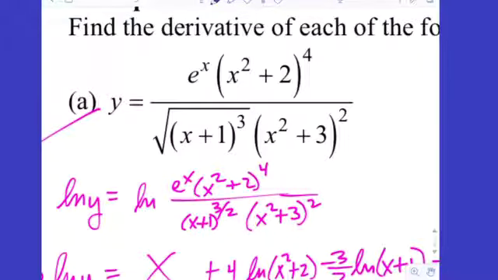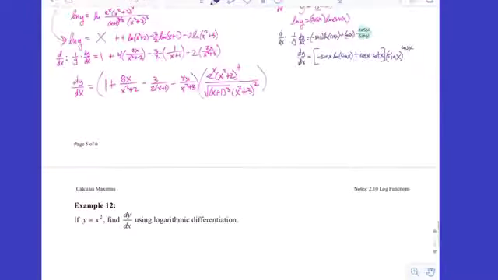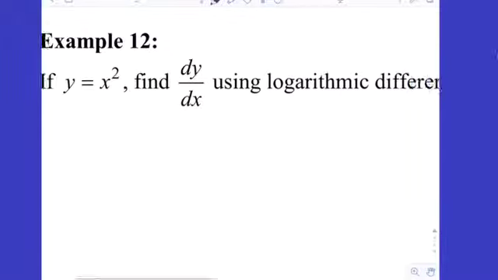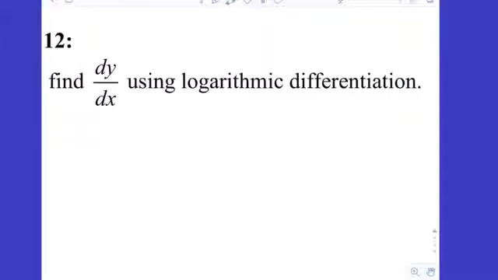It's really nice. It behooves you to use it in situations such as this, when you have multiple factors and multiple exponents. But it works all the time. It works all the time. So if you want to use log diff for every single problem that you ever encounter for the derivative, it'll work. For example, example 12. If y equals x squared, find dy dx using log diff.